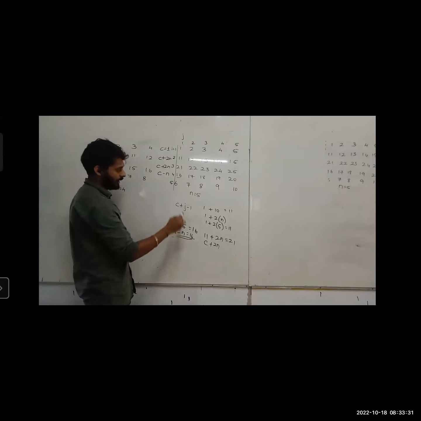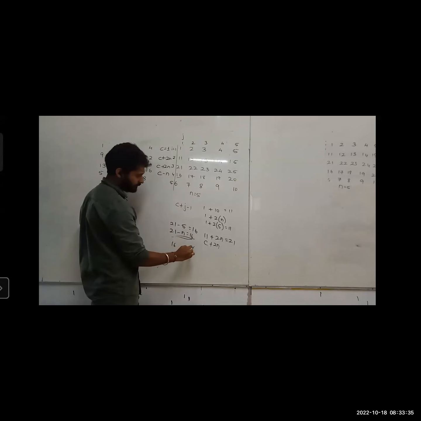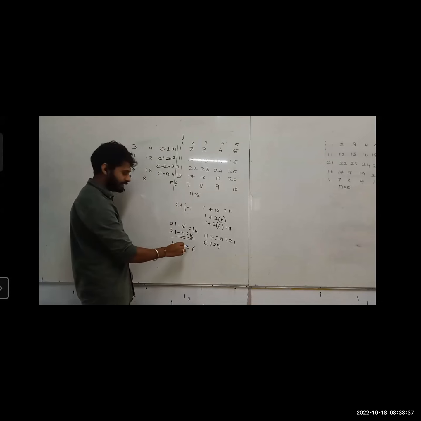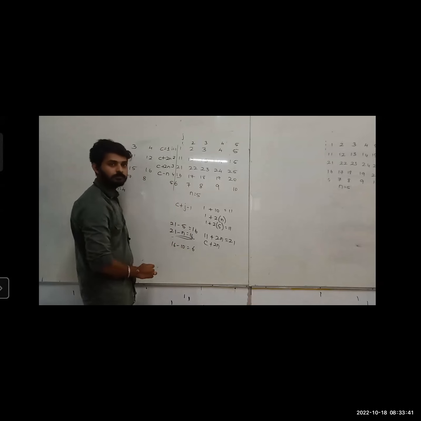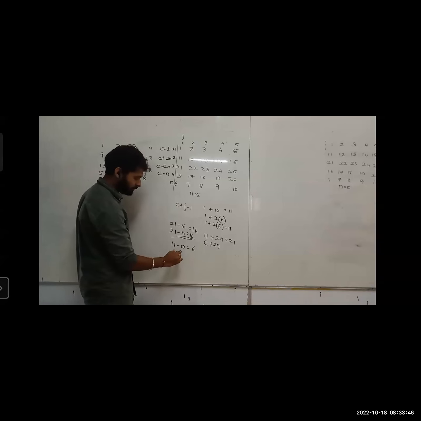Again, here I do have 16 and I want 6. How can I get 6 using 16? Again, as I've already told, C minus 2n.